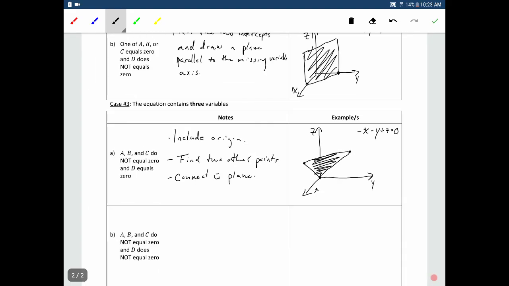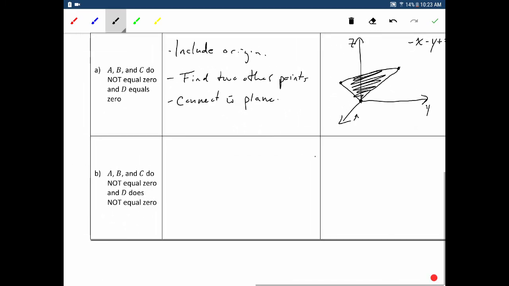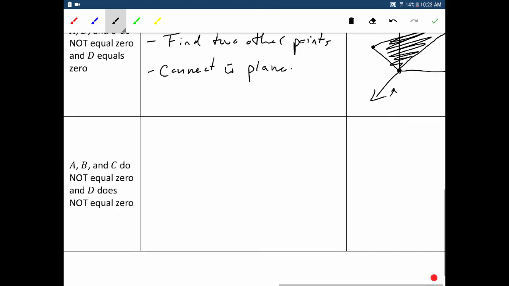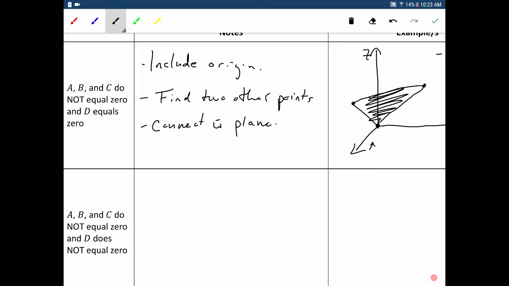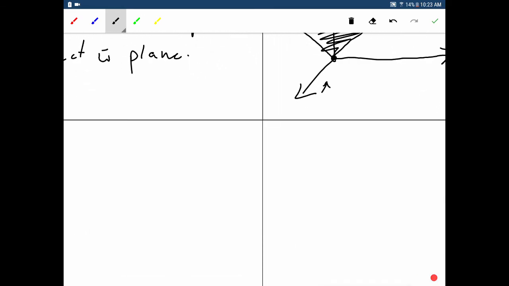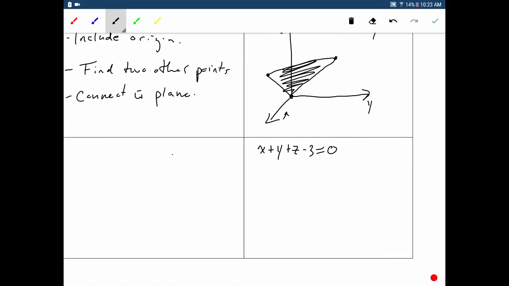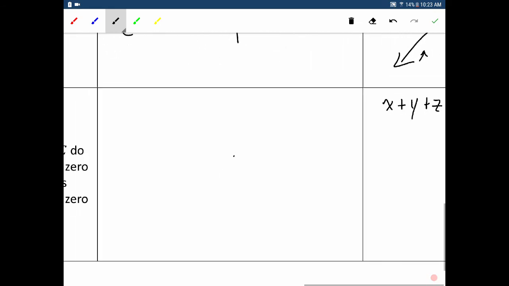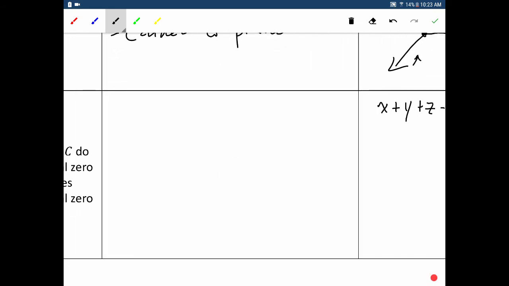And then finally, we've got what looks like the most difficult equation, but it's actually not that bad to graph. This one's considerably easier than the last one. This is when you have an A, a B, a C, and a D value, and none of them equals 0. The example I'm going to do is x plus y plus z minus 3 equals 0. Again, I did pick one that's a little easier to draw so that you'll see what I'm doing, but the process is the same.